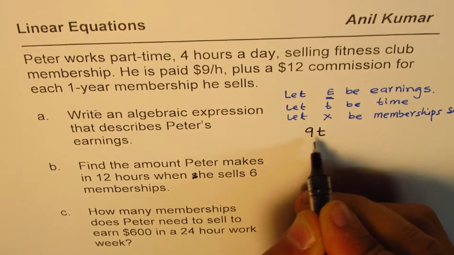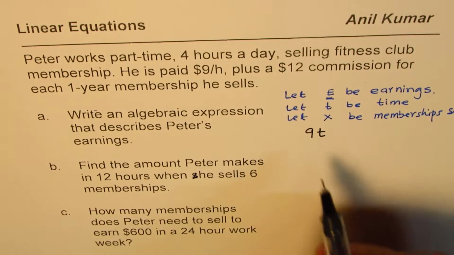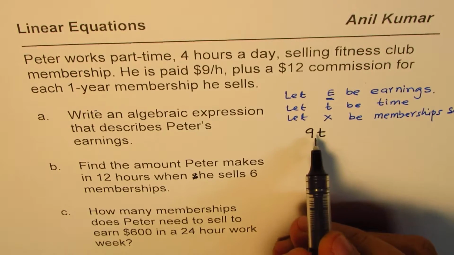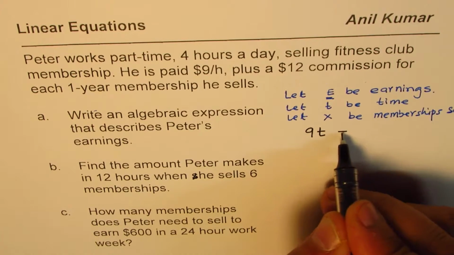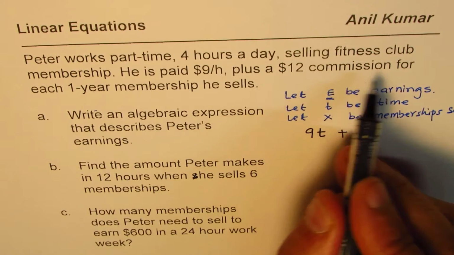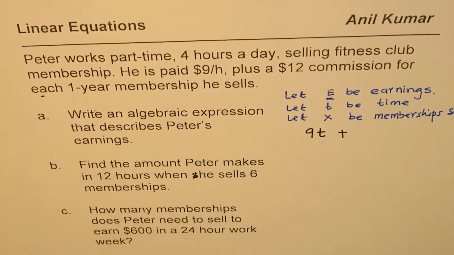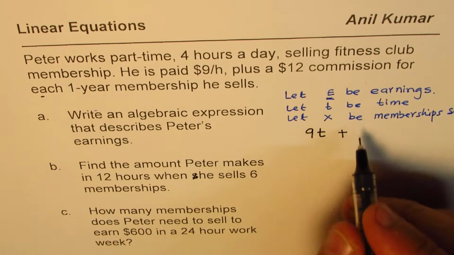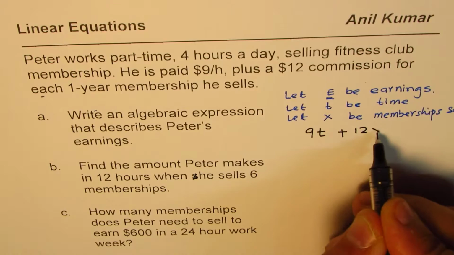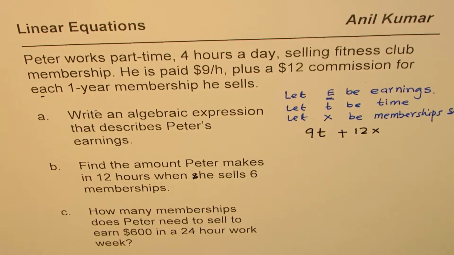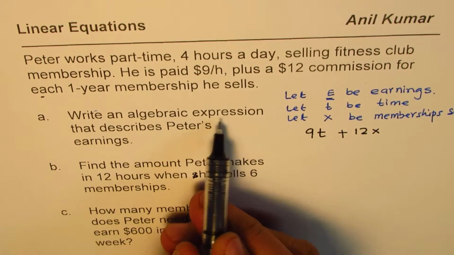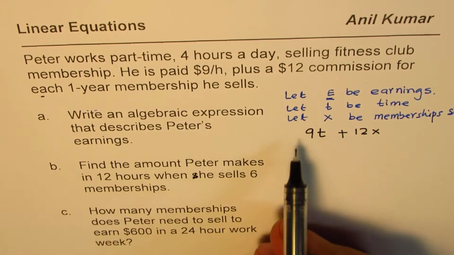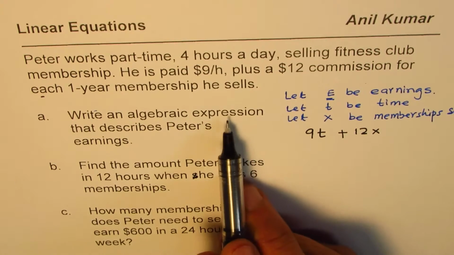Sometimes we don't write the product because it confuses with the variable. So we straight away write the variable. So 9T means 9 times time Peter works. Plus means plus, okay. $12 commission for each. Each means for each and every, right? So X are the number of memberships sold, then 12 times X. Do you see that? So that becomes your earnings. So this is an expression for earnings. That's how you get an expression. I'm purposely not writing E equals to, since we're talking about expression.